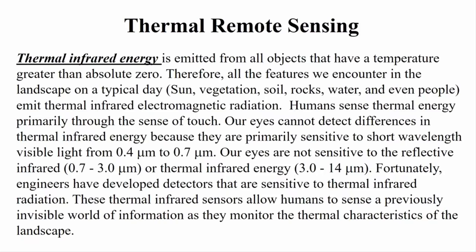Humans sense thermal energy primarily through the sense of touch. Our eyes cannot detect differences in thermal infrared energy because they are primarily sensitive to short wavelength visible light from 0.4 micrometer to 0.7 micrometer. Our eyes are not sensitive to the reflective infrared that ranges from 0.7 micrometer to 3 micrometer, or thermal infrared that is covered under the 3 micrometer to 14 micrometer range of the electromagnetic spectrum. Fortunately, engineers have developed detectors that are sensitive to thermal infrared radiation. These thermal infrared sensors allow humans to sense a previously invisible world of information as they monitor the thermal characteristics of the landscape.